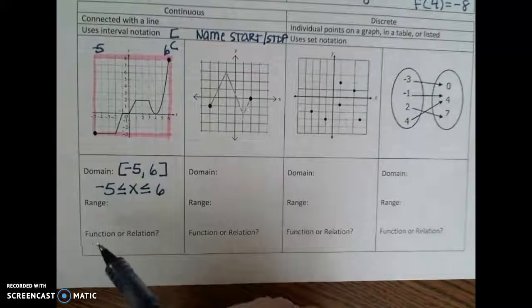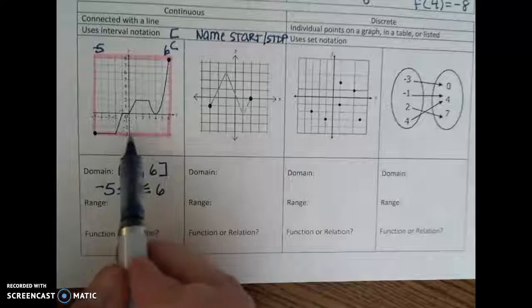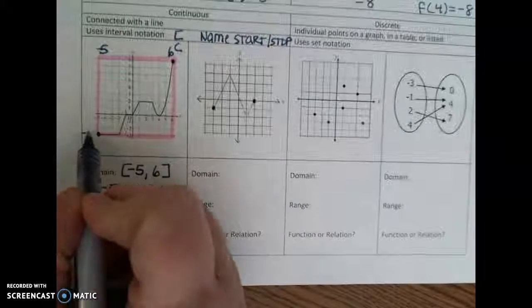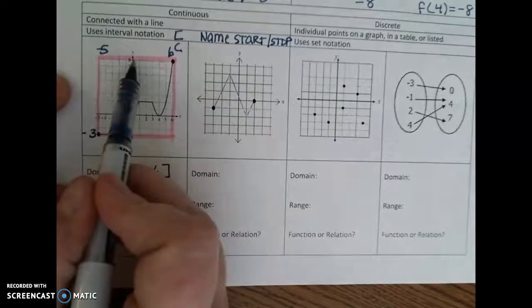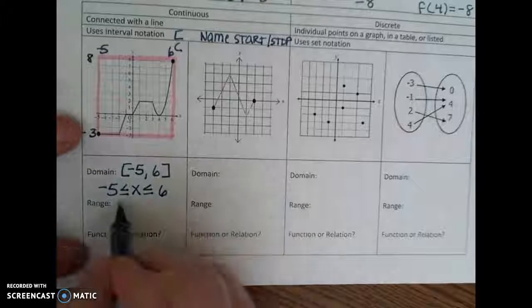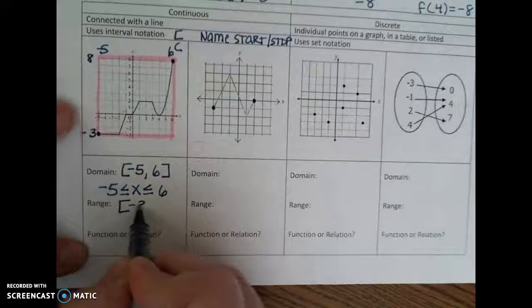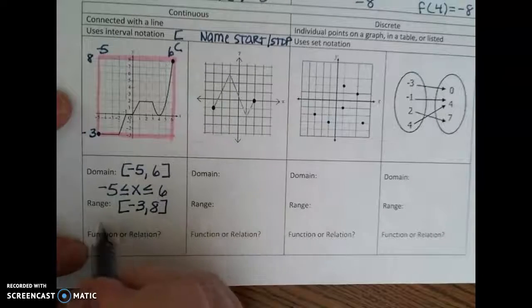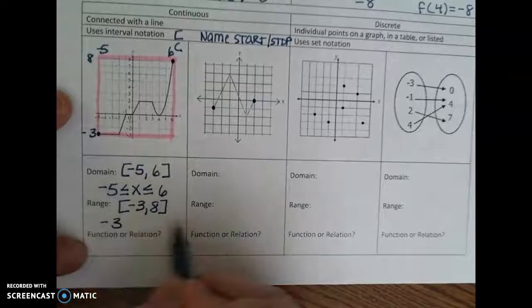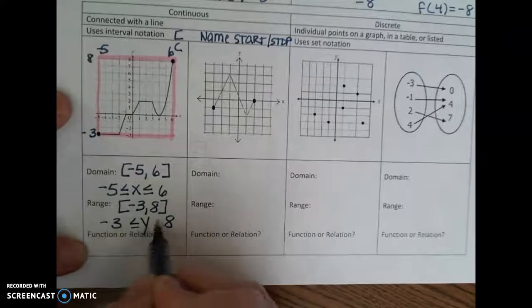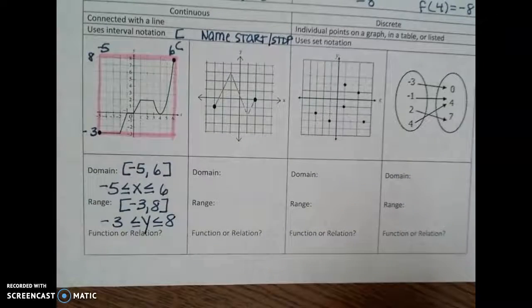Our range, we read from the bottom to the top. The very lowest y value, you can see our box went through here at -3, and it went through up here again at 8. So that gives us our range as an interval. That's -3 to 8. Close it. As an inequality, -3, and it ends at 8. We're talking about y values here, and it is equal to on both of those because they are closed points.